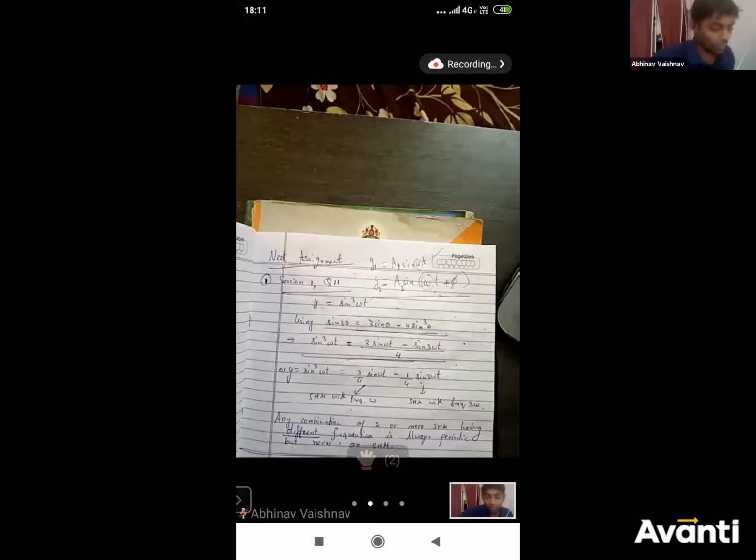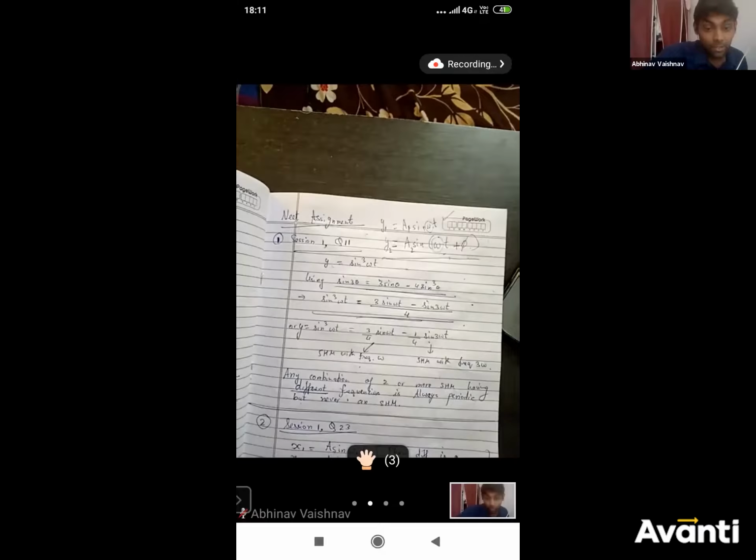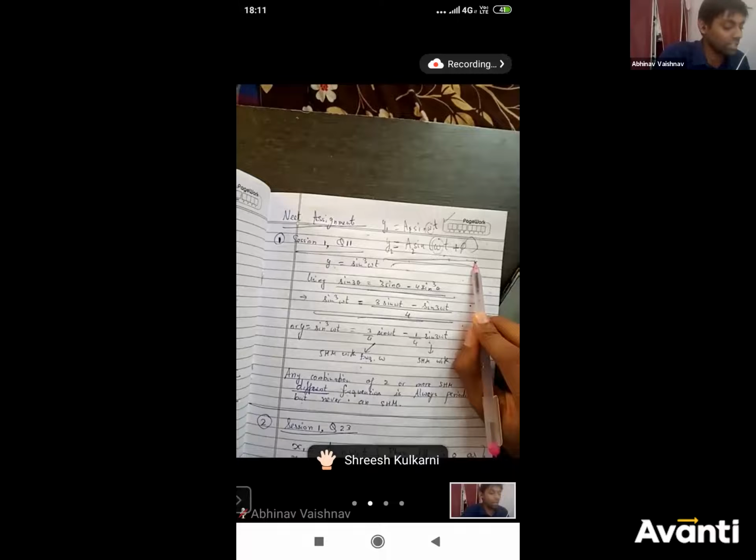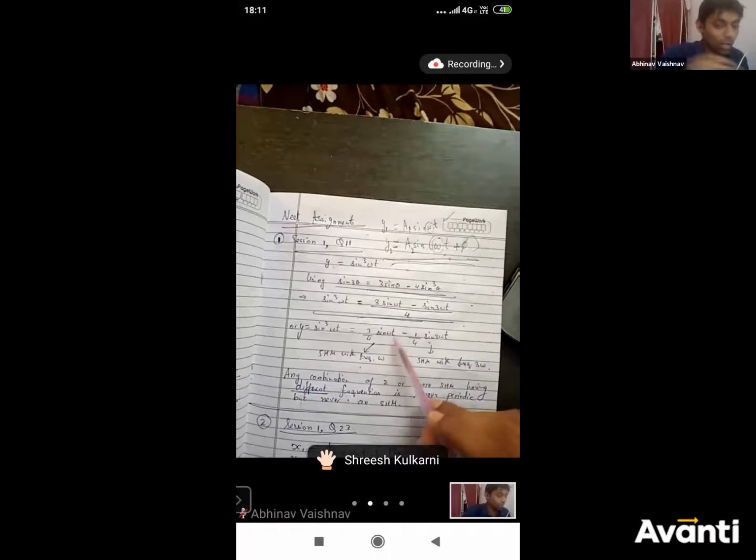So you can see what is written, नीचे जो लिखा है वो पढ़ सकते हो भाई. That any combination of 2 or more SHM having different frequencies is always periodic but never SHM. If you want, you can derive this mathematically, but इसको इस form में नहीं लिख पाएंगे. You cannot write this in this form, a sin(ωt + φ). That is why it will be periodic but not SHM. Periodic obviously है ये, but it is not an SHM.